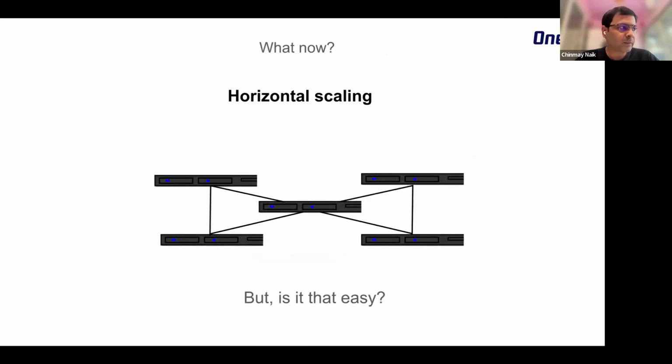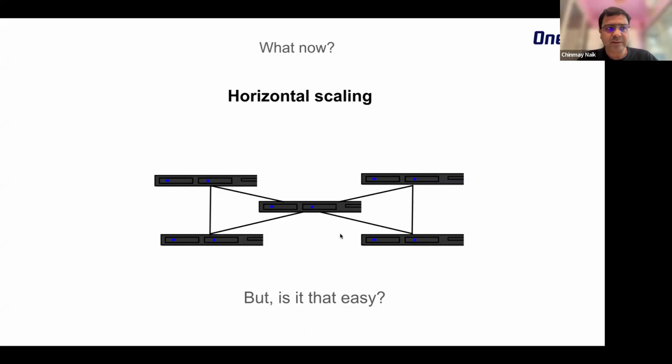Now, without knowing the program, here is a question. Without knowing what the program does, is it possible to just run it on multiple machines and expect it to run faster? No, right? Yeah, if it is stateless, correct. So that's a very important point, that we don't know what it does.